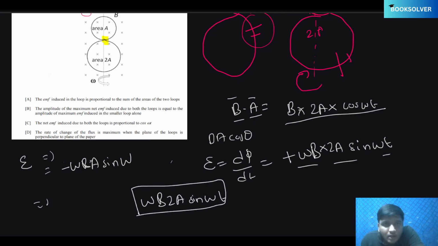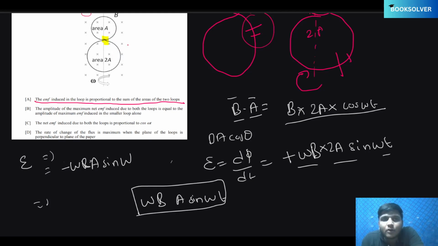Now, our first option says the EMF induced in the loop is proportional to the sum of the areas of the loops. Sorry, I accidentally wrote 2A here; it should be A only, because we are subtracting. The EMF should be proportional to the sum of the areas, but this is not the case, because I have already told you that we have to subtract the fluxes. If the EMF generated is in this direction for this loop, it will be similar for this loop also.